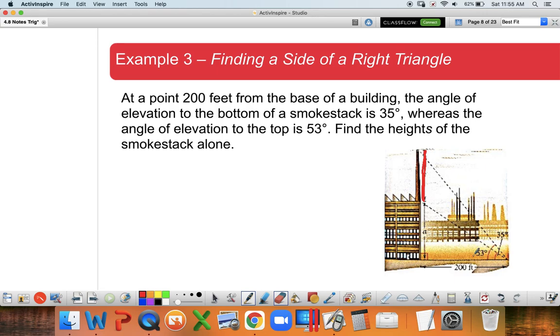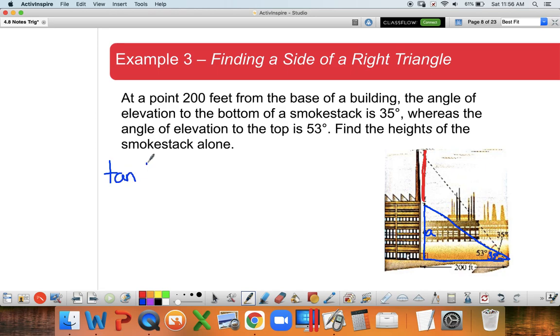But here's what I can do. I can use as much information as I possibly can to try to figure out what the height of the smokestack could be. All right? So let's take a look at this smaller triangle that we have in here. We're just going to look at this triangle right here. They've told us that the angle here is 35 degrees. I want to figure out what this side length A is. So I have my angle, I have my adjacent side, and I'm missing my opposite side.